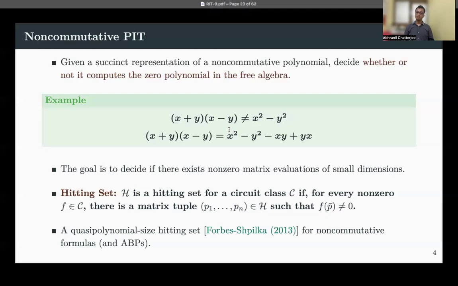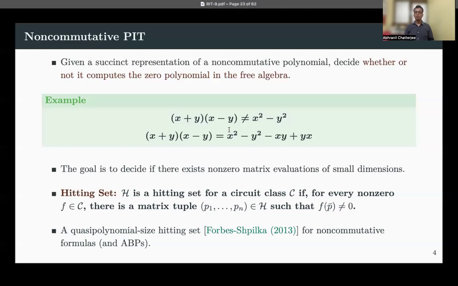Interestingly, unlike commutative settings such as hitting sets, a quasi-polynomial size efficient hitting set construction is known for non-commutative formulas, and more generally for non-commutative algebraic branching programs.